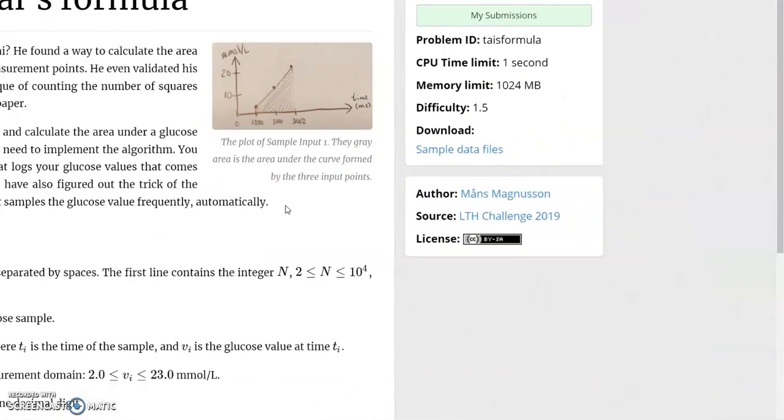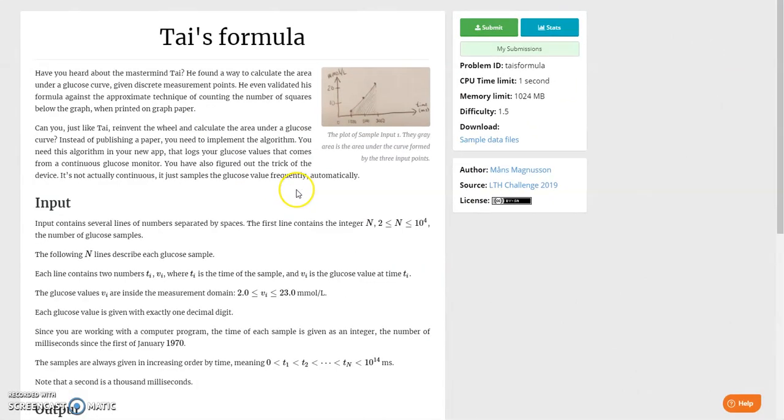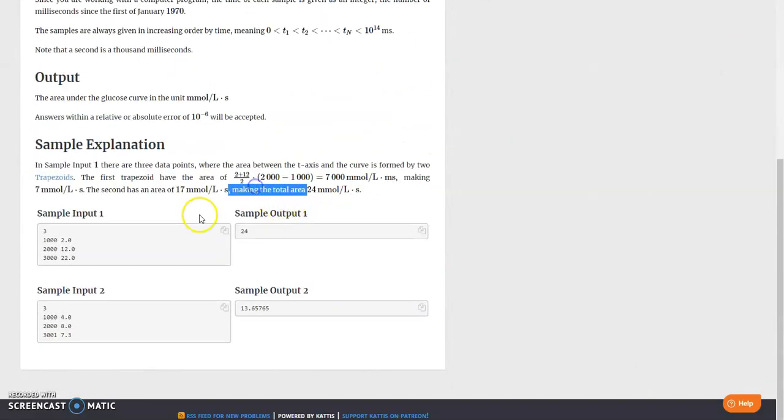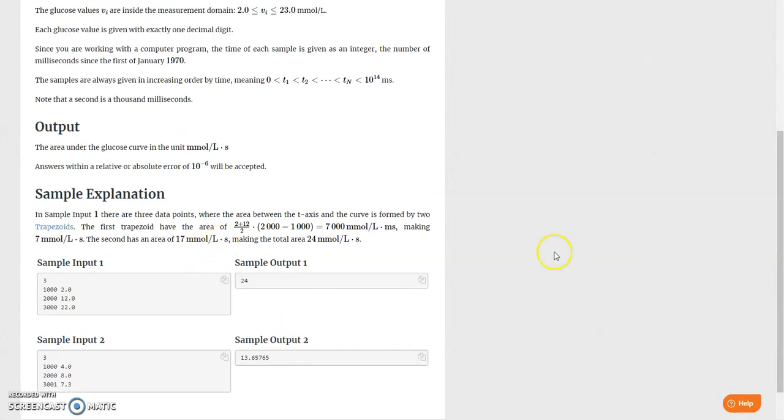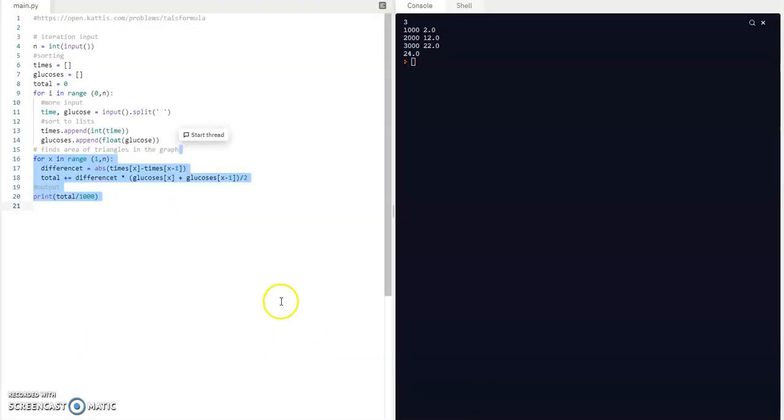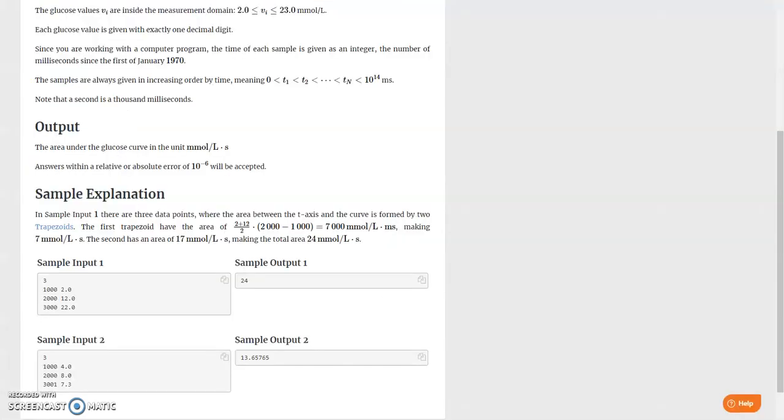So I wouldn't say it's too difficult of a problem, because you basically parse these in and then you figure out how to calculate the area of a trapezoid. Okay, let's look at some of the code. So I start off with the iteration input and I cast it to integer. I declare some lists where I can sort the data in, because you need to sort it in once and then calculate it.